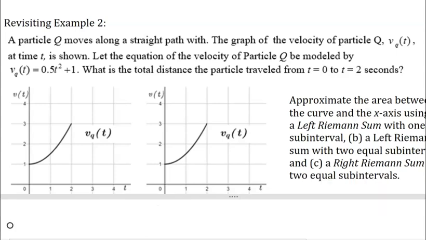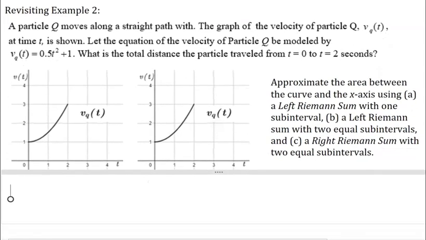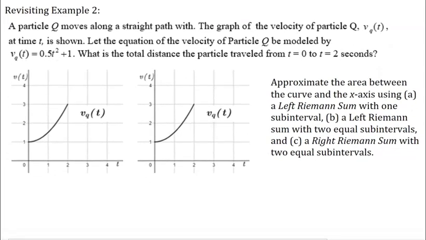Let me change the window here. There we go. Okay, so a new particle, Q, moves along a straight path. The graph of the velocity of particle Q is shown. So here's the graph of the velocity of Q, and we do have a function for it. The velocity of particle Q at time t is 0.5 t squared plus 1. We are now looking for the total distance the particle travels from time 0 to time 2 seconds.